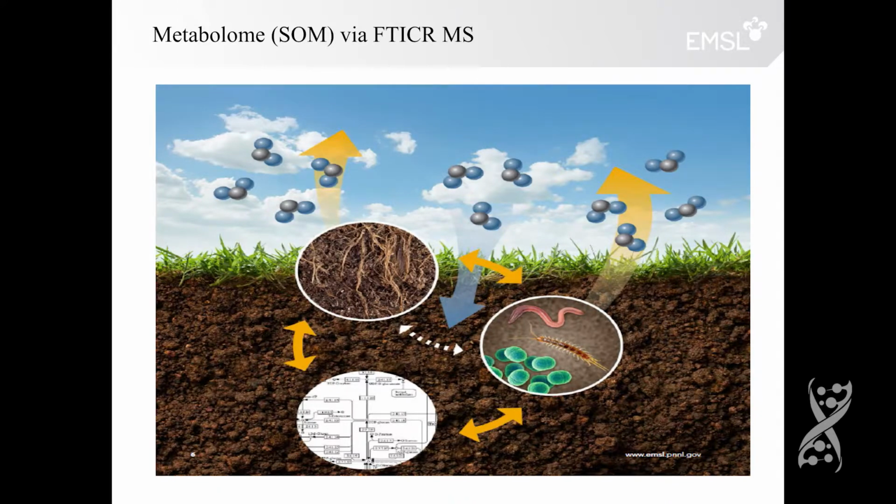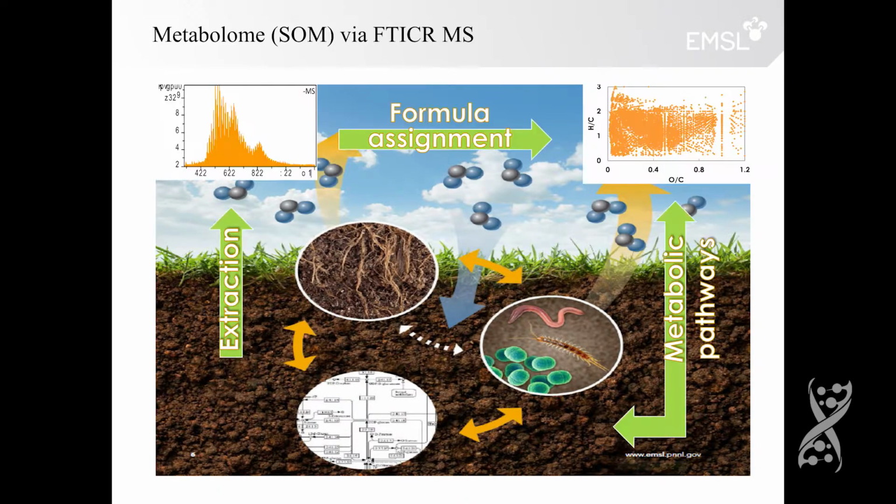So we've used the FTICR-MS to characterize extracts from soil, where we get our spectra, which can then be plotted in a Van Krevelen diagram, where we plot the ratio of hydrogen to carbon and oxygen to carbon. And as we plot these, we can start understanding the load of lipid to carbohydrate to proteins to amino acids.